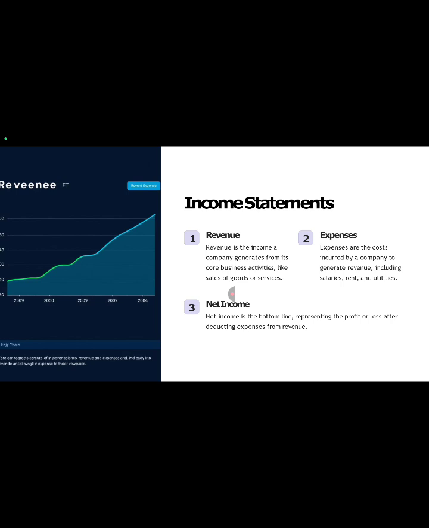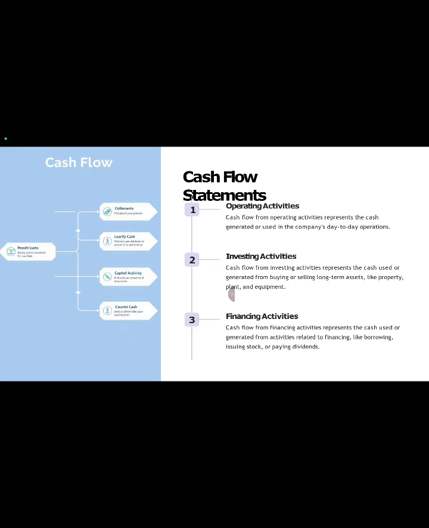So the income statement is essential for stakeholders, including investors, creditors, and management, to assess the company's profitability, operational efficiency, and overall financial health. By analyzing the income statement over multiple periods, stakeholders can identify trends, measure performance against industry peers, and make informed decisions regarding investments, lending, and strategic initiatives.